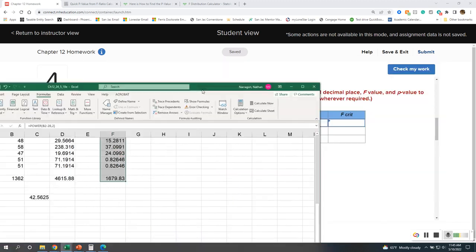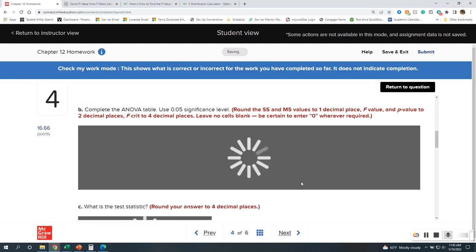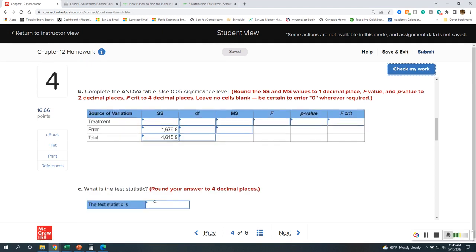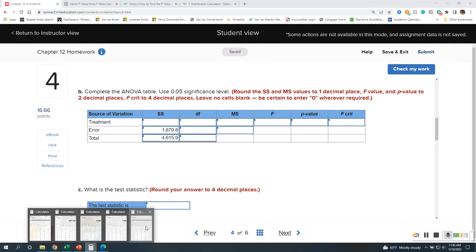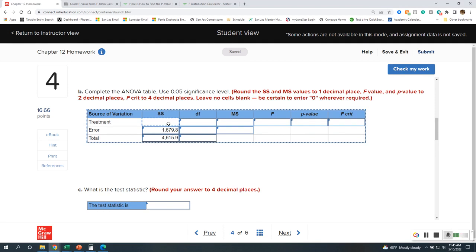So 1679.83. Okay, let's check. We are correct. And the difference between those two will equal treatment. So 4615.9 minus 1679.8. We're left with 2936.1. Okay. Again, check.